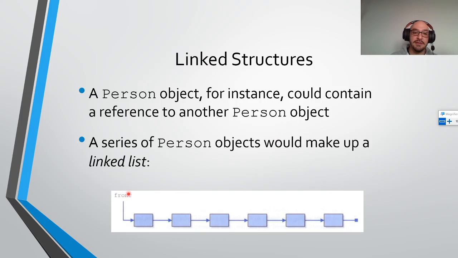So you have a reference to the first person in the list, and that first person gets you to the second, to the third, to the fourth, and so on, until you get to one element that doesn't have a reference to anyone. And because it doesn't have a reference to anyone, I can say, hey, this seems to be the last element in the list.